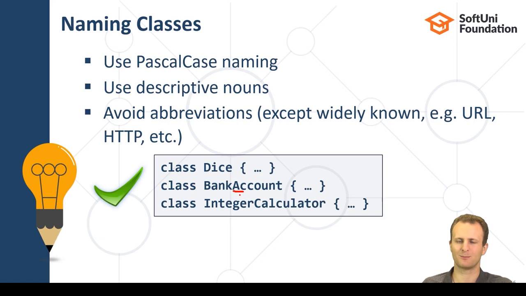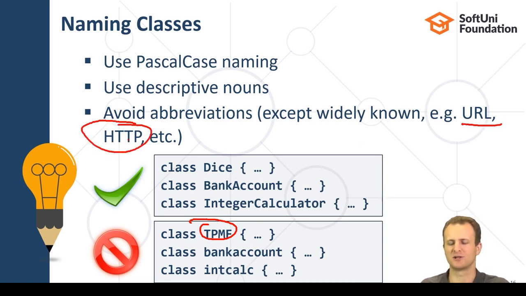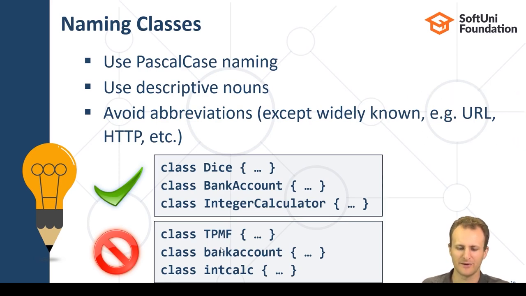So it's similar to how you name methods and variables, but you also capitalize the first letter in addition to all others in the word. Okay. Now, try to avoid abbreviations unless they are really popular abbreviations. For example, URL is popular enough and HTTP is popular enough in the computing industry that you don't need to type them out fully. But TPMF, unless your code is very specialized and very well documented, don't use names like this. It's best to just write out the full name of the class.